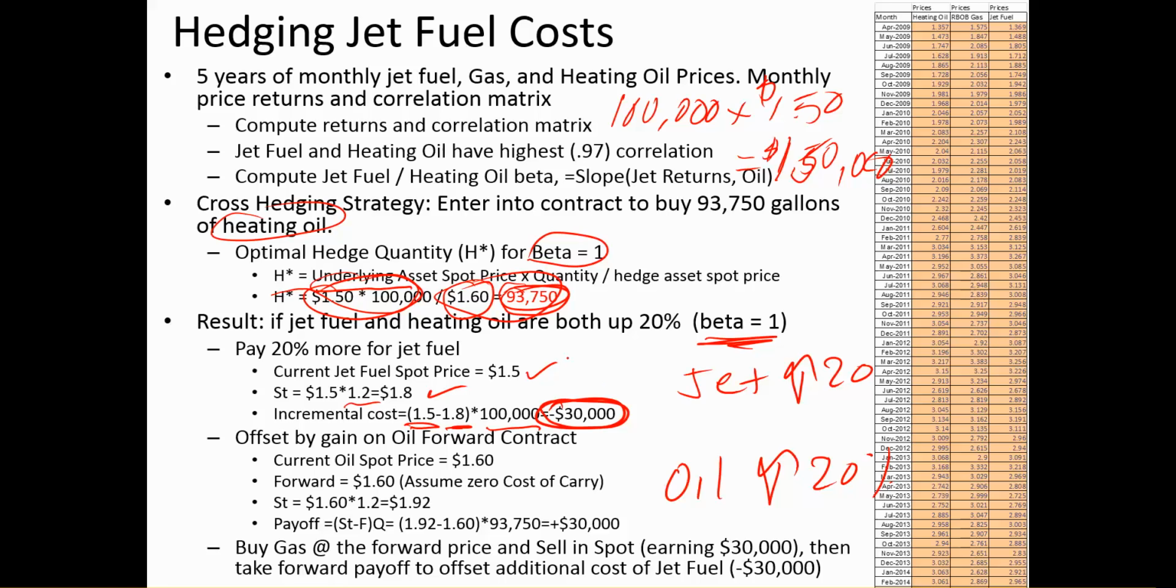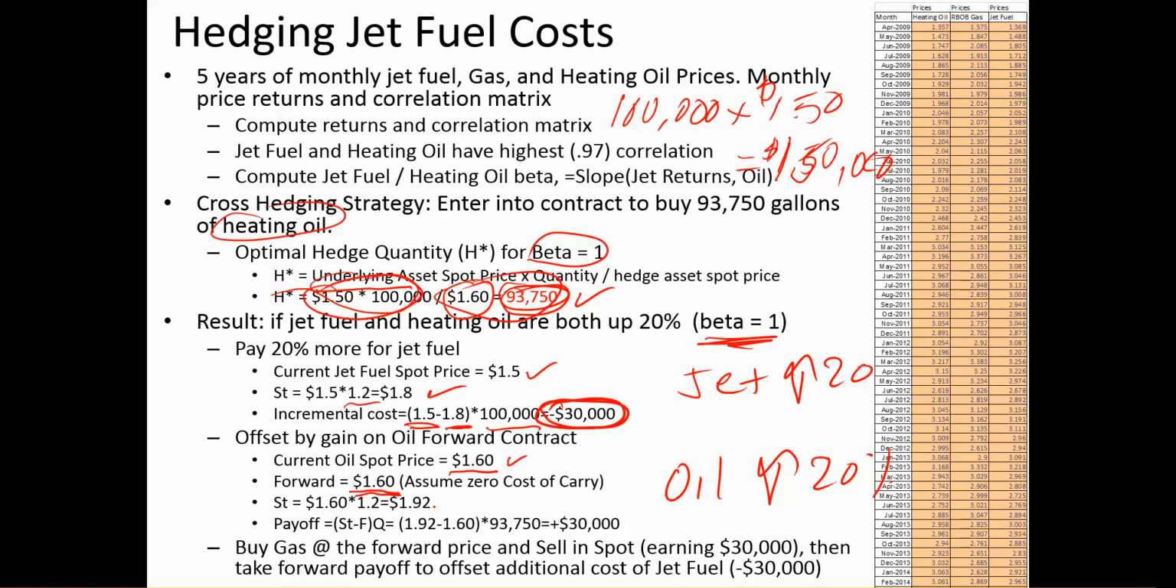However, they enter into a long contract to buy 93,000 gallons of heating oil. Heating oil is also up 20%. But they're long a forward at $1.60, which, at this point, we'll just assume the spot price is equal to the forward price. We'll assume the cost of carry was 0 at that point. So they took a long position in the forward contract at $1.60.